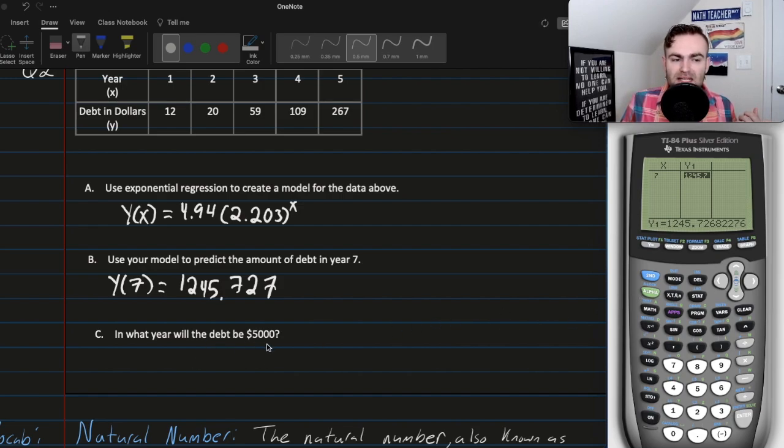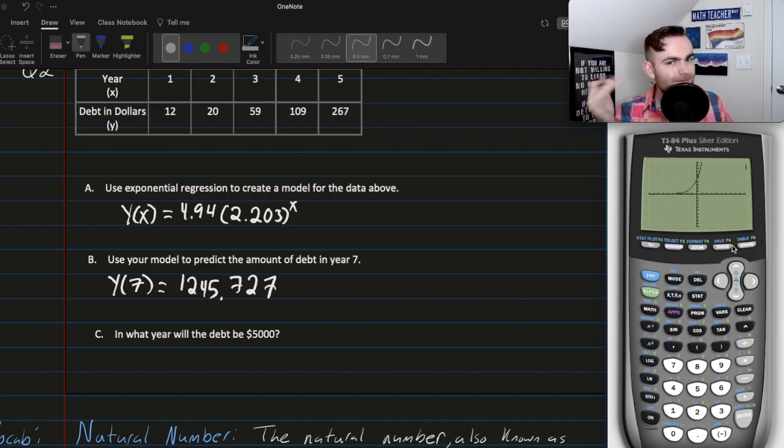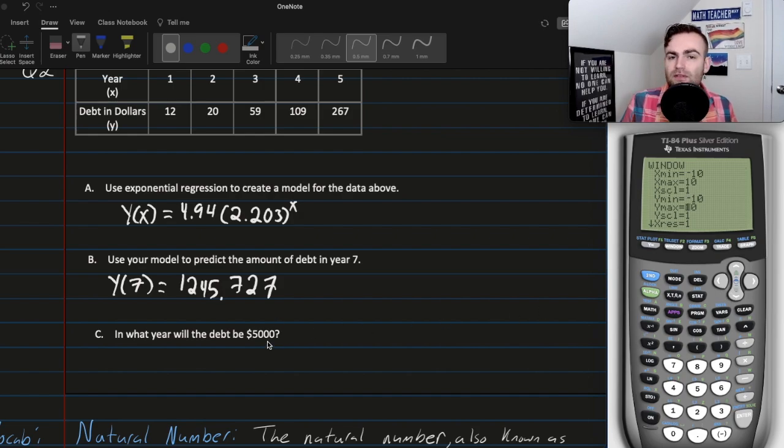But if we want to figure out when the debt's going to be 5,000, we have to graph it. We don't have the tools in our repertoire to be able to solve these types of equations yet, and that's okay. So what we're going to do is make y2 5,000. And if I hit graph, it's going to graph this in a 10 by 10 window. 5,000 doesn't show up in a 10 by 10 window. So we need to go to window, and we need to change our Y max to something more than 5,000, like 5,500. It doesn't matter as long as it's larger. We hit graph, and we're going to see our beautiful exponential, and then 5,000.